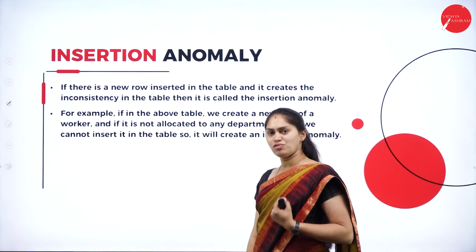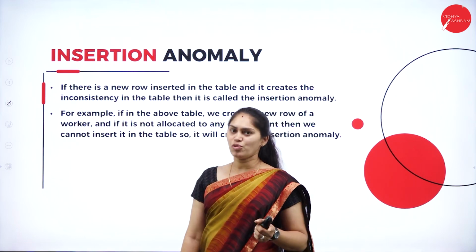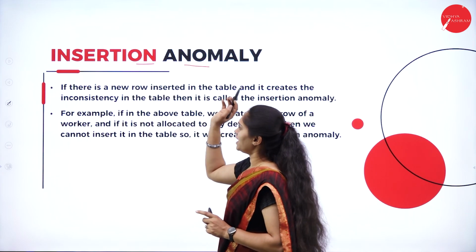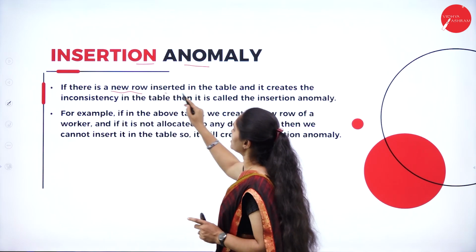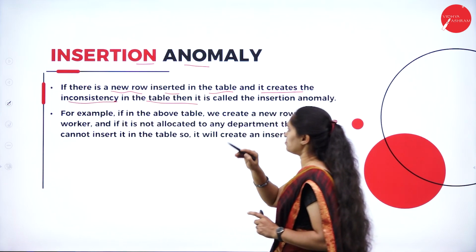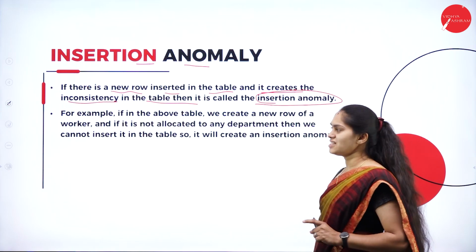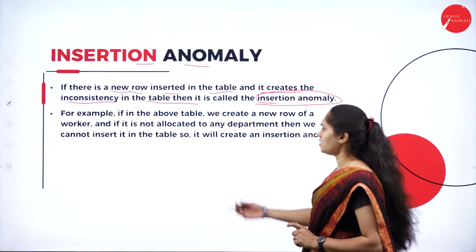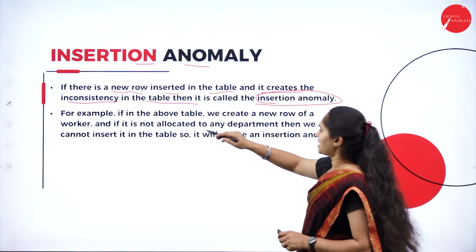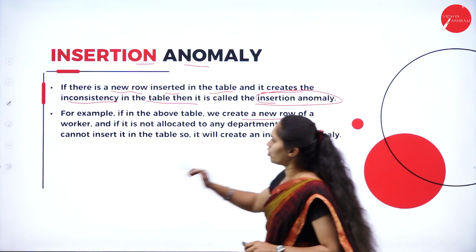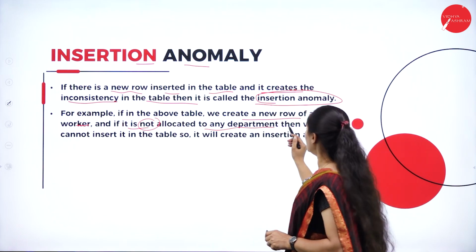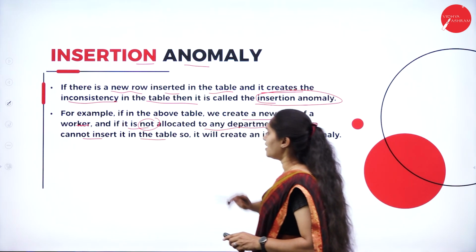What is the second type then? Insertion anomaly. When we found inconsistency at the time of updation, that was the updation anomaly. In the same way, an insertion anomaly will occur if a new row is inserted in the table and it creates some inconsistency in the table. Then we call that an insertion anomaly. What is the example here? Taking the previous example itself, if we create a new row of a worker and it is not allocated to any department, then we cannot insert it in the table.